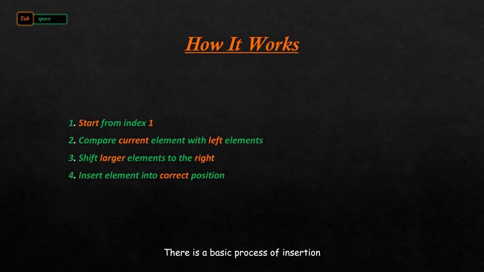Here is the basic process of insertion sort. We start from the second element of the array because the first element is already considered sorted. For each element, we compare it with the elements before it. If an element on the left is larger, we shift it to the right. We continue this shifting until we find the correct position to insert the current element. By repeating this for every element, the array gradually becomes sorted.